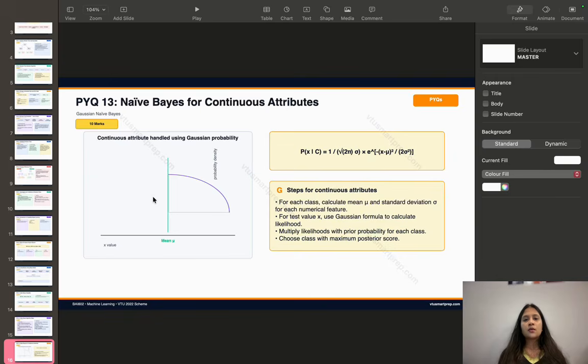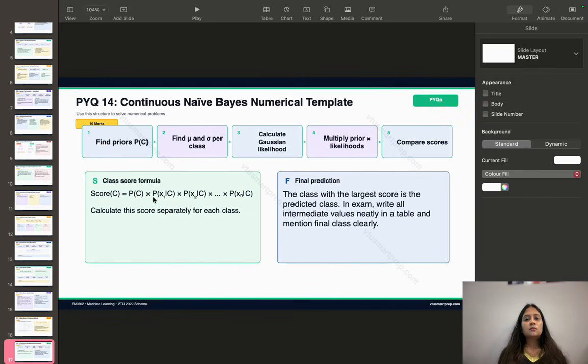Here also you can expect the problem. Again, here you can see phase by phase how steps are being used to calculate the numerical problem for Naïve Bayes continuous attributes. These are the steps to solve the numerical problem for Naïve Bayes of continuous attributes. This is the 14th question where you can have the numerical question for continuous Naïve Bayes.